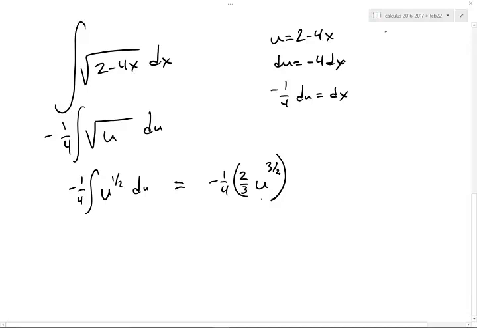And so, Mrs. Stockton taught us how to do that back in the day. So it's negative 1/6 out front, yes? U, but what is u? Isn't u 2 minus... Oh, no, it's not that. It's 2 minus 4x to the 3/2. Is that true?